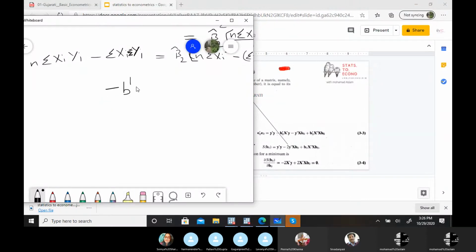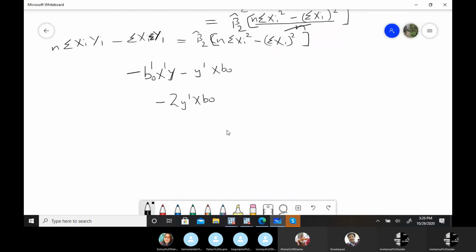Minus beta hat transpose, just to show you how this is a scalar matrix, and then y transpose x beta hat. How are both of these matrices scalar? You can see here that they have written it as 2y transpose x beta hat. Okay, so first just let me maximize it. Now, why are these two scalar matrices?